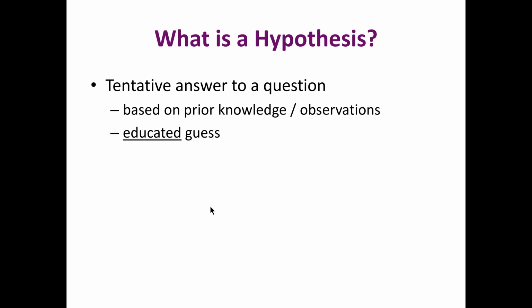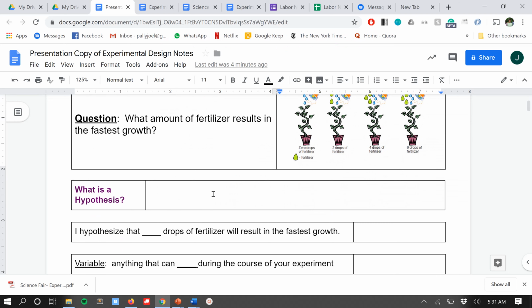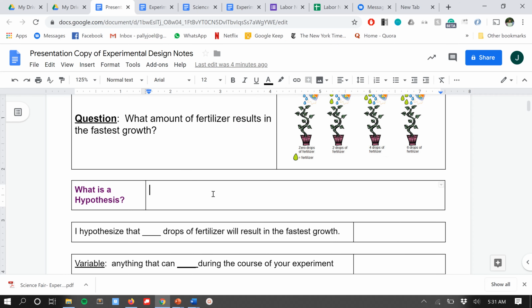So the first part of our experimental design is: what is a hypothesis? A hypothesis is a tentative answer to a question. It's based on your prior knowledge and the observations you have already made about this topic or scientific experiment. It's also an educated guess. So you can write your answer there. You don't have to copy the answer on the slide, but just summarize it in your own words.